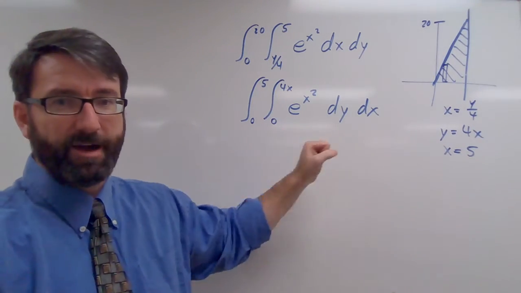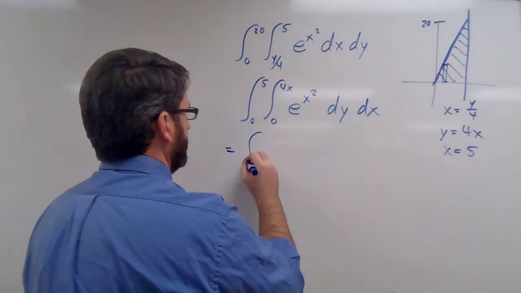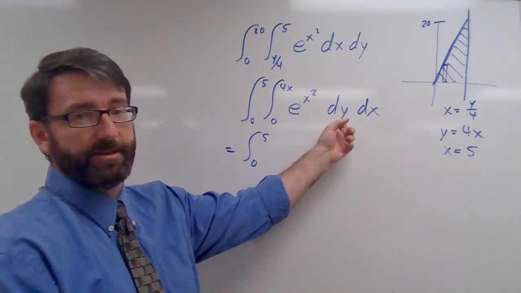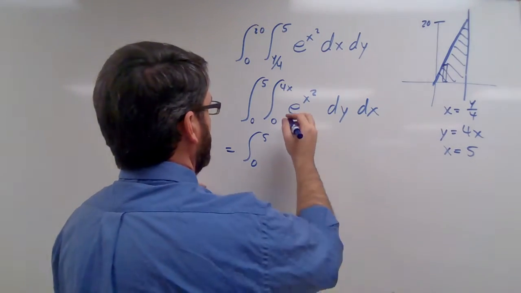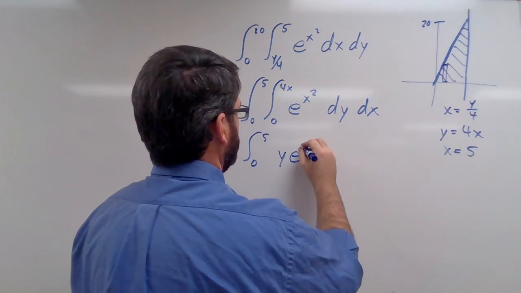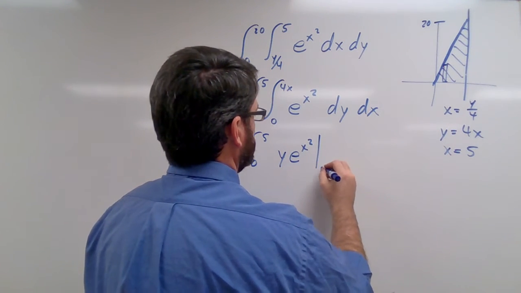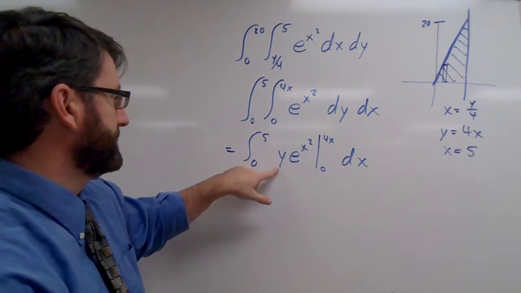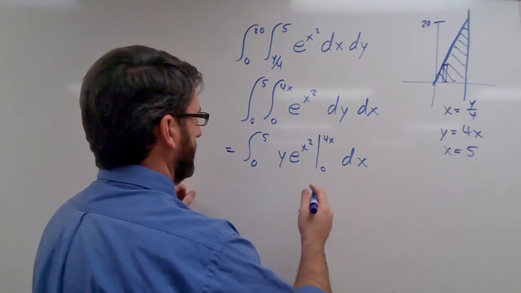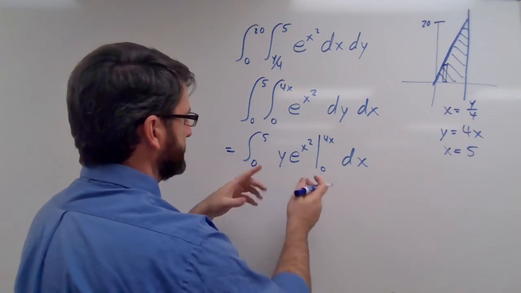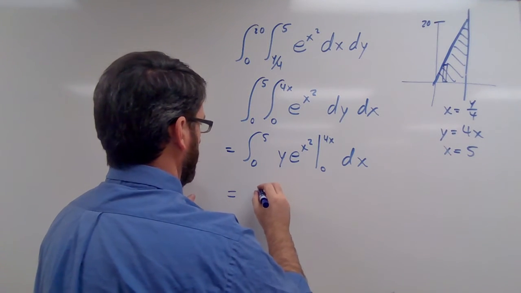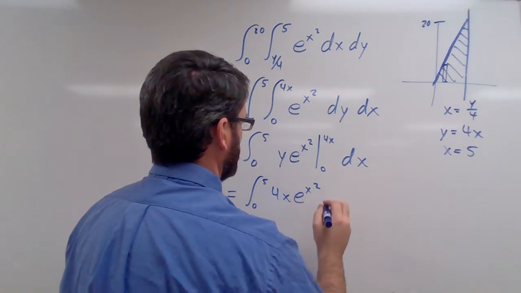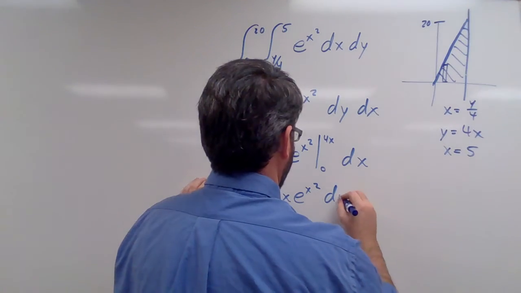All right, so now when we evaluate this, we're going to find that it's a lot easier. This is equal to the integral from 0 to 5 of this. This is just a constant if we're integrating with respect to y. So this is going to be y e to the x squared evaluated from 0 to 4x dx. And so if we plug in 4x for y here, if we plug in 0, we're going to get nothing. So this is just the integral from 0 to 5 of 4x e to the x squared dx.